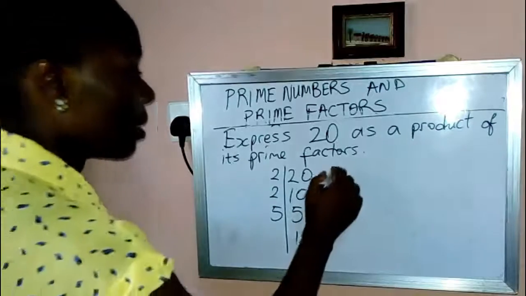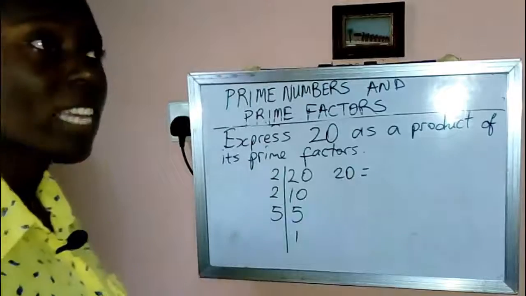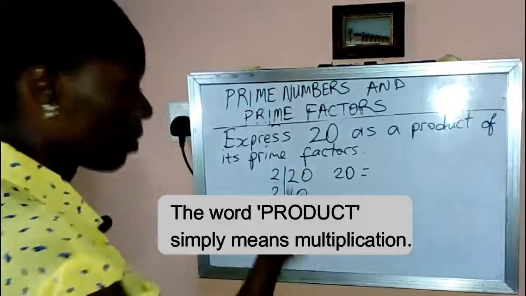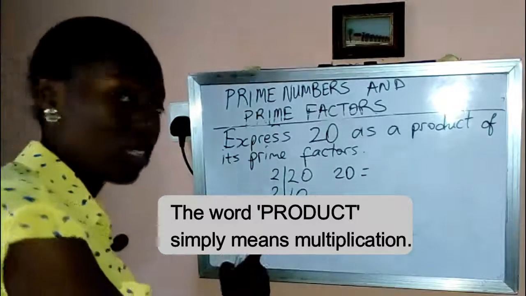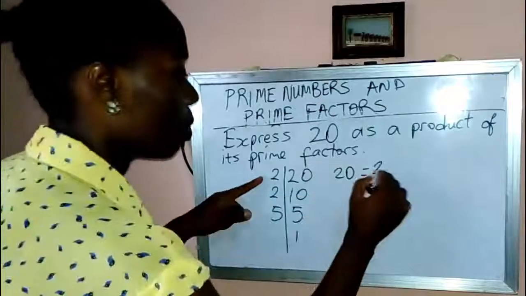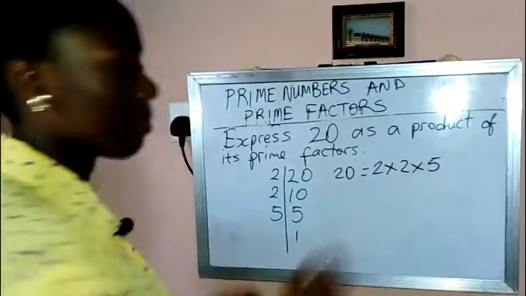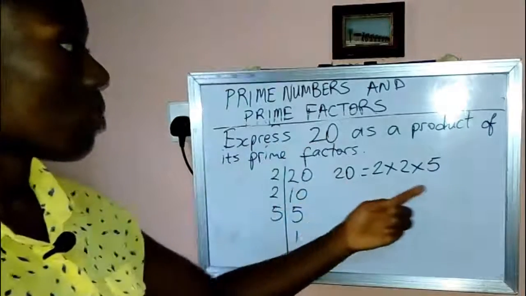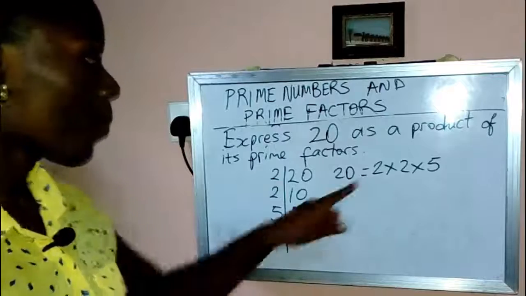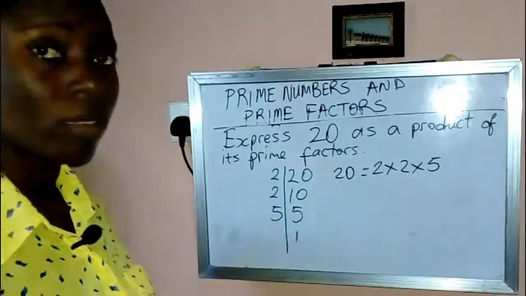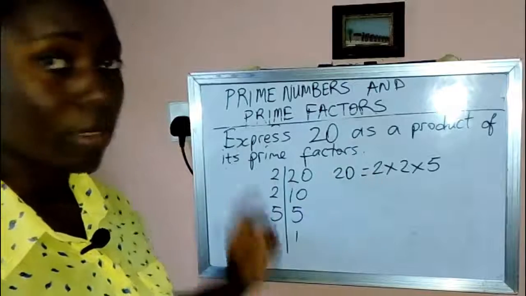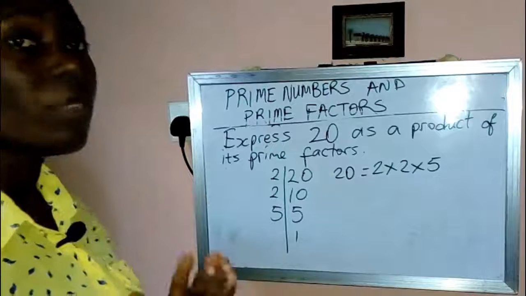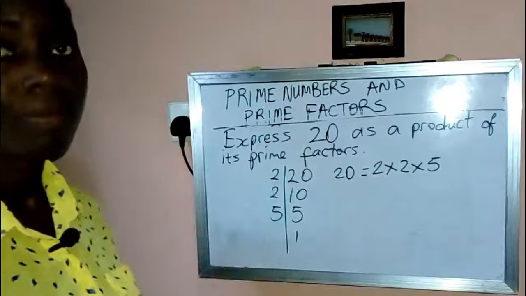Okay, so 20 as a product. Remember, when you hear the word product, it simply means multiplication. So as a product of its prime factors, we simply call out the numbers we have in front here. So that would be 2 times 2 times 5. We have succeeded in expressing 20 as a product of its prime factors. If you take note, every number here is a prime number. There's no other number that can go into 2 without a remainder, and also 5, they can only be divisible by 1 and themselves.